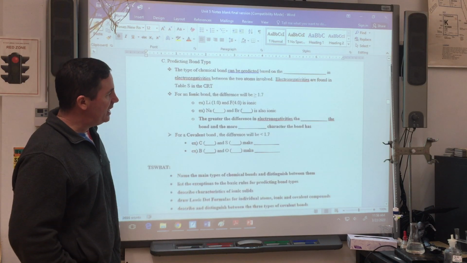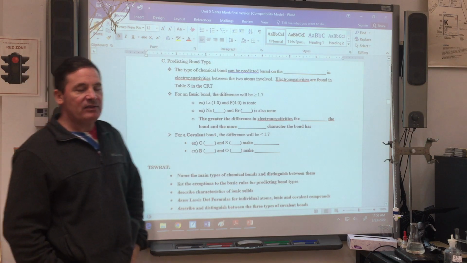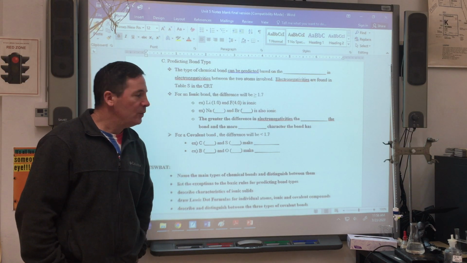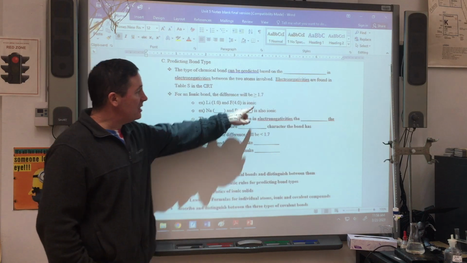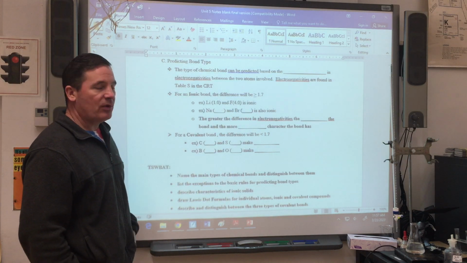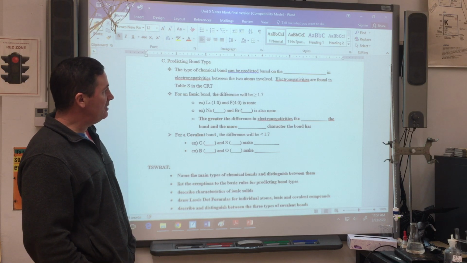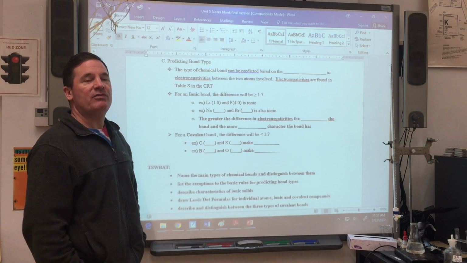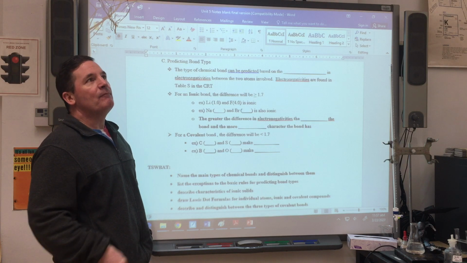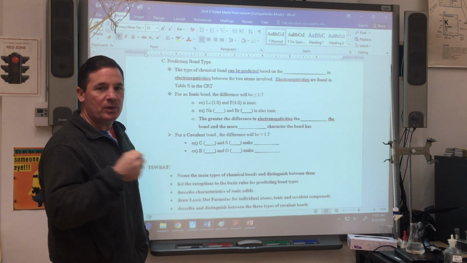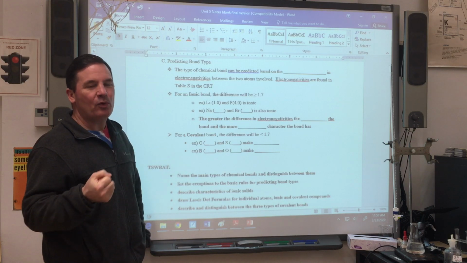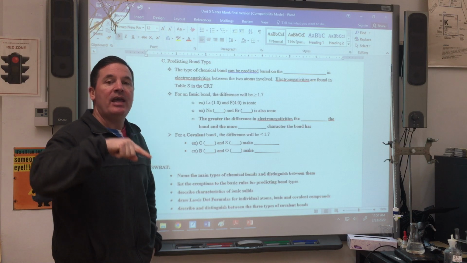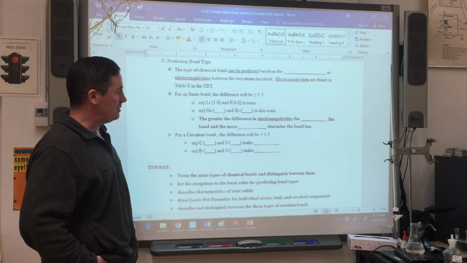And then we can predict. Remember that if we find the difference in electronegativity between one atom and another, we can find out what the difference in electronegativity is. And if it's greater than or equal to 1.7, it will make an ionic bond. That means there's very, very little sharing between the two atoms. One atom almost pulls the electron right off, and sometimes we refer to it as a transfer of electrons.